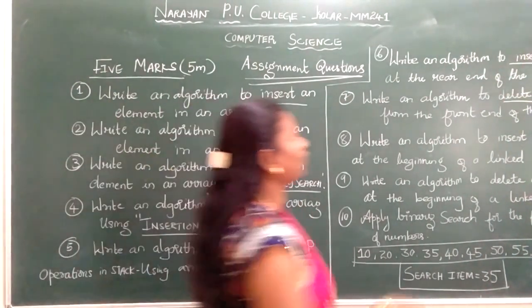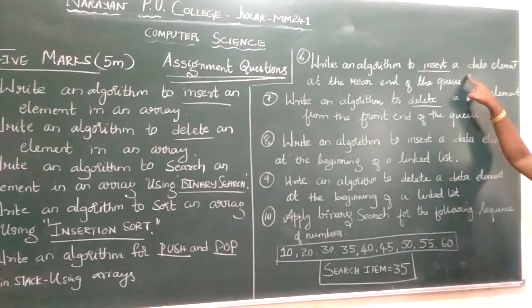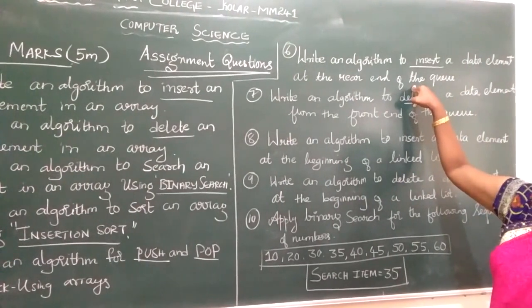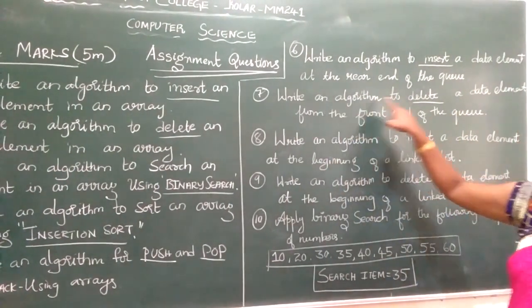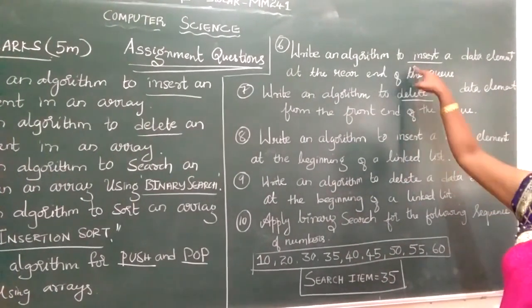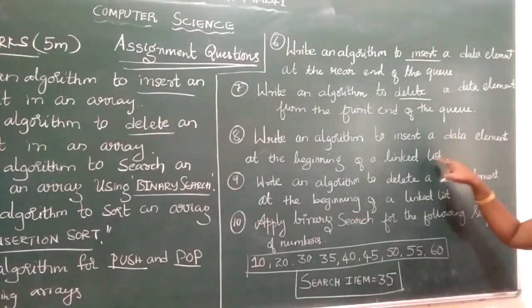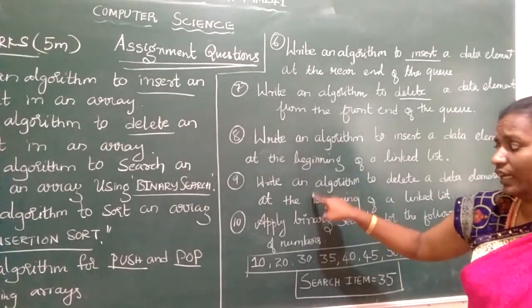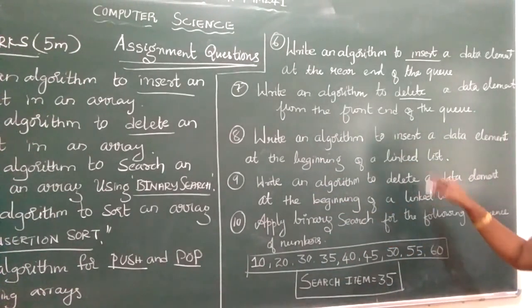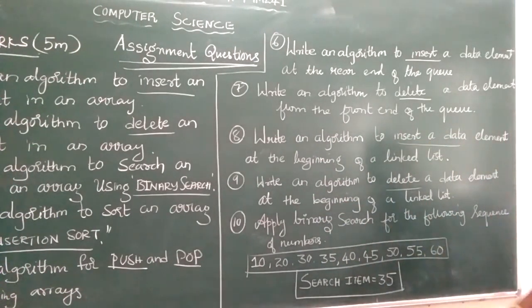Next I have written here 6 to 10. Question number 6, write an algorithm to insert a data item at the rear end. That means for the queue, I have given you the insertion at the rear end, and again in the queue, write an algorithm to delete a data element from the front end. This is for the queue, enqueue and dequeue. Next, write an algorithm to insert a data element at the beginning of the linked list. Next, write an algorithm to delete a data element at the beginning of the linked list. One is for inserting into the linked list, and the next is for deleting from the linked list.